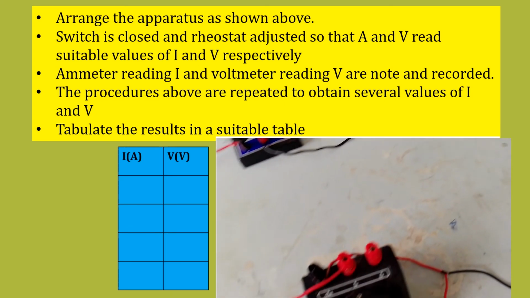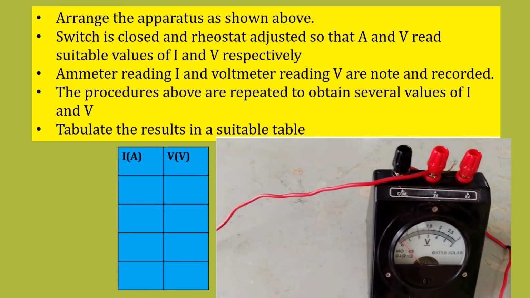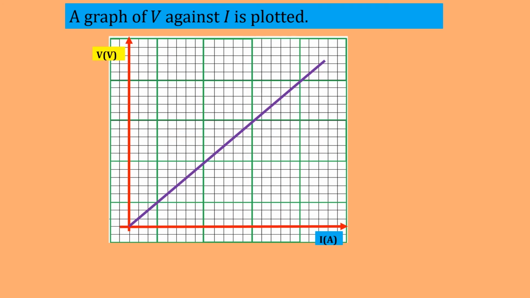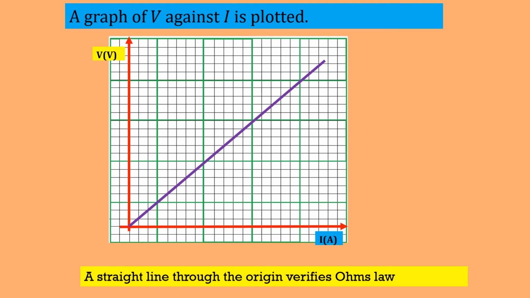Then thereafter, tabulate the results in a suitable table, and a graph of V against I is plotted, and the graph looks like that. V on the vertical axis and I on the horizontal axis. As you can see, the graph is a straight line through the origin, and this verifies Ohm's law. It simply means that the current flowing through or across the ends of the conductor is directly proportional to the PD across its ends, provided the temperature and other physical factors are kept constant.